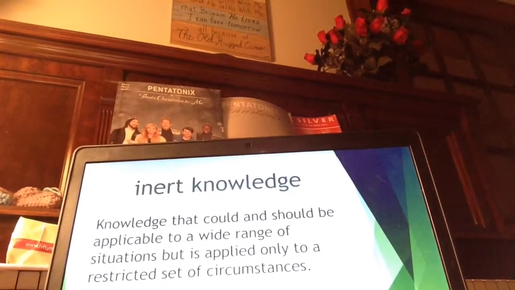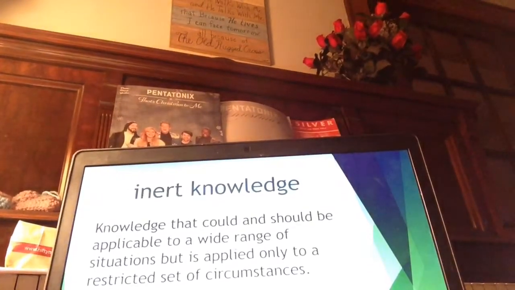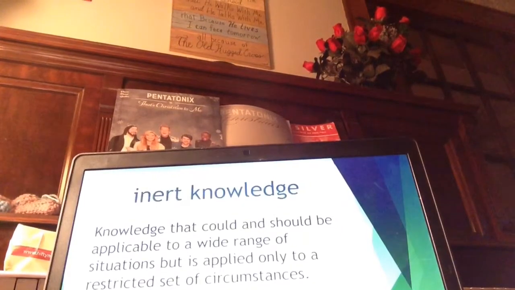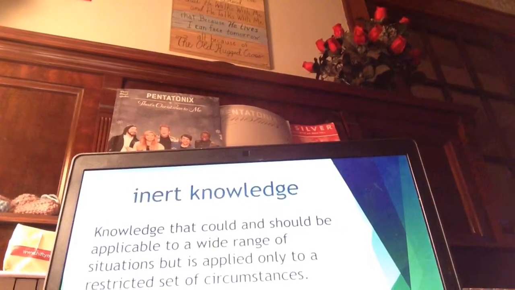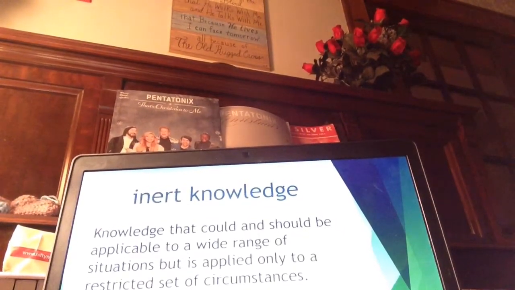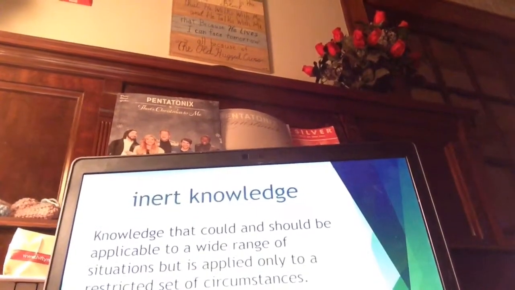Inert knowledge is knowledge that could and should be applicable to a wide range of situations, but is applied only to a restricted set of circumstances. So very strict on that. A restricted set of circumstances.